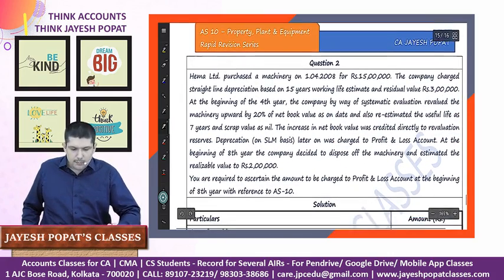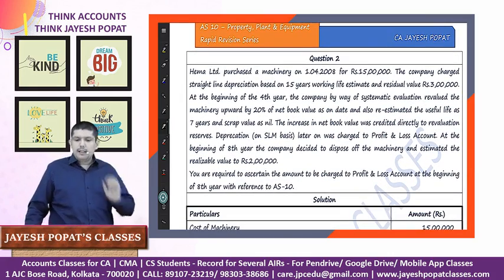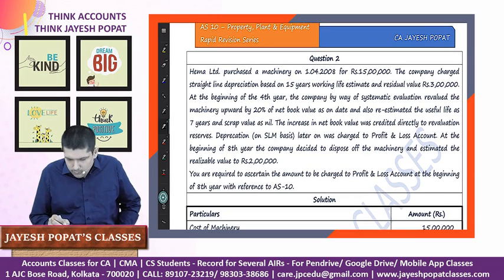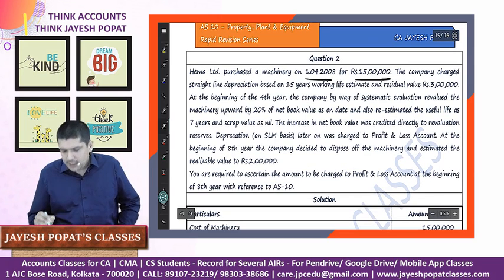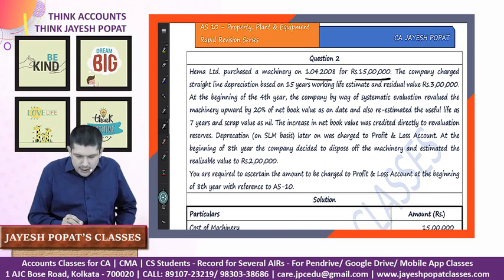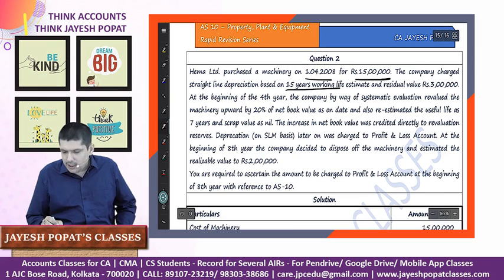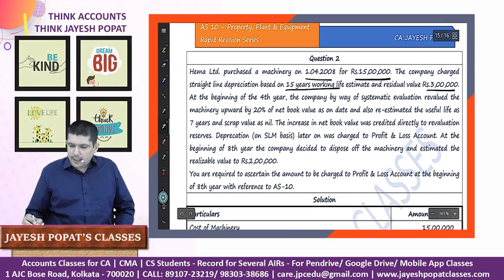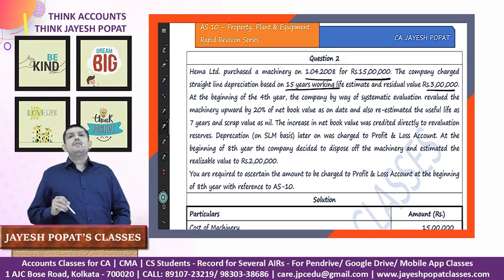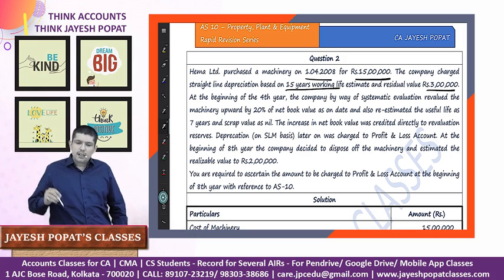Next question, question number 2. It says Hema Limited purchased a machinery on 1/4/2008 for 15 lakhs. So this is the cost. The company charged straight line method of depreciation on 15-year useful working life and residue value of 3 lakhs. So basically 15 lakh minus 3 lakh, 12 lakh divided by 15 is the amount of depreciation per year.